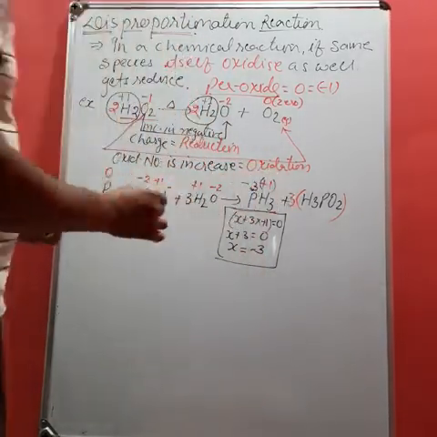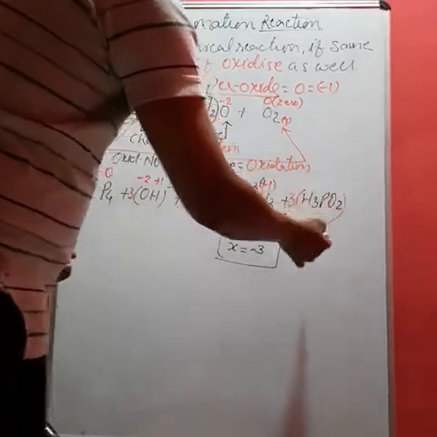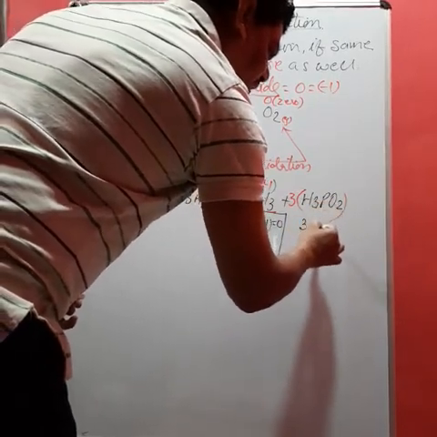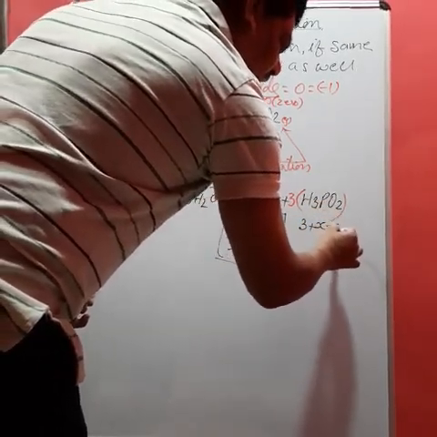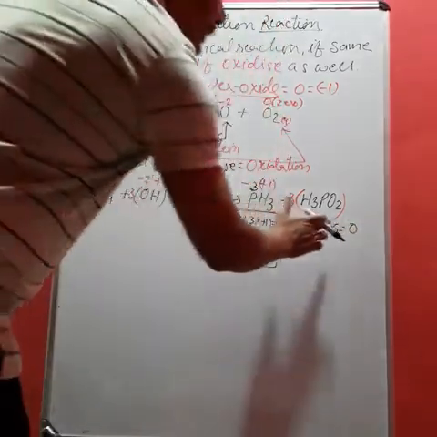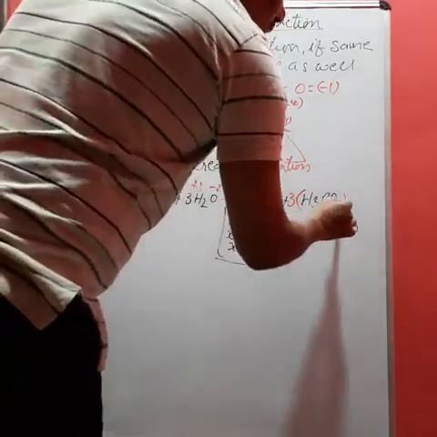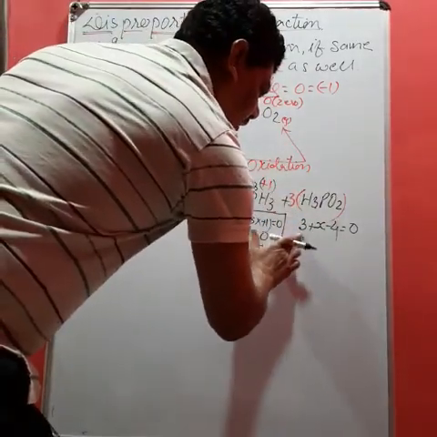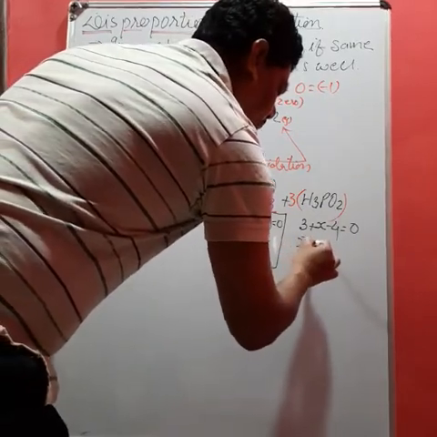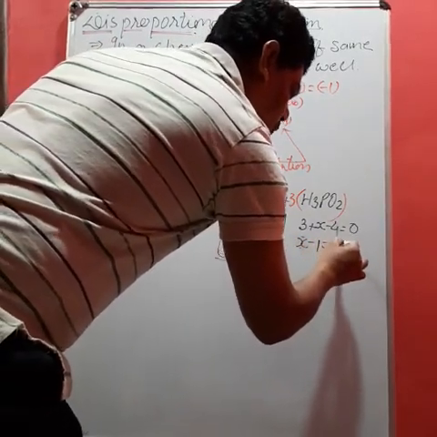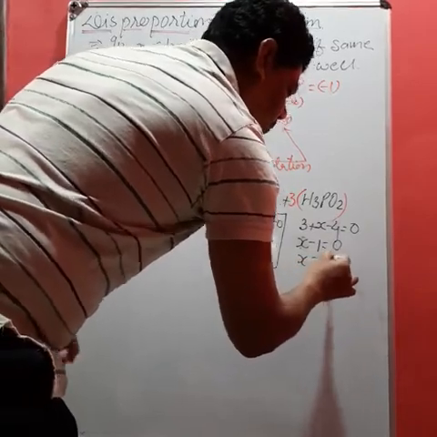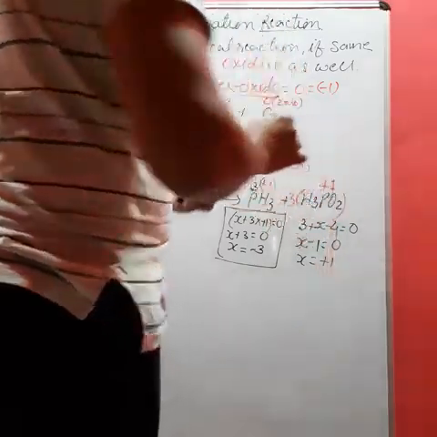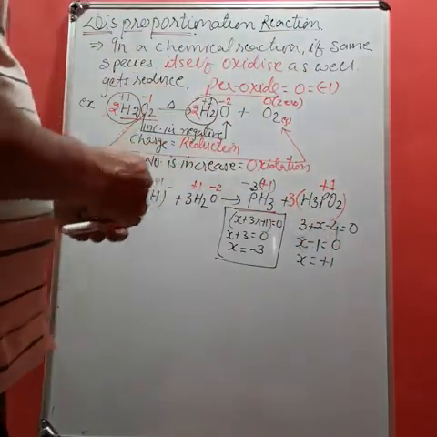This is for PH3. But what about H3PO2? Again you calculate it. For hydrogen, 3, plus P, which is X, minus 4, is equal to 0. That is, you can write X minus 1 is equal to 0. So X is equal to +1. So the oxidation state of phosphorus here is +1. I told you some elements show variable oxidation states.